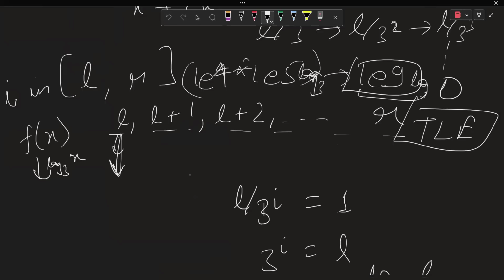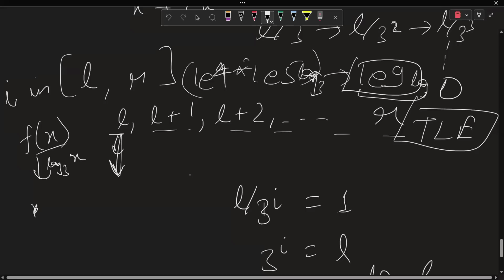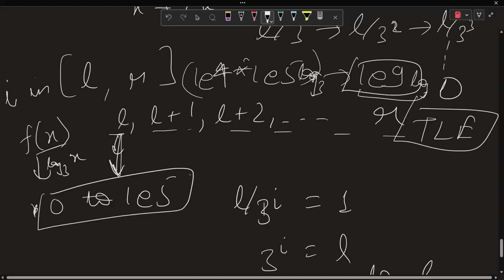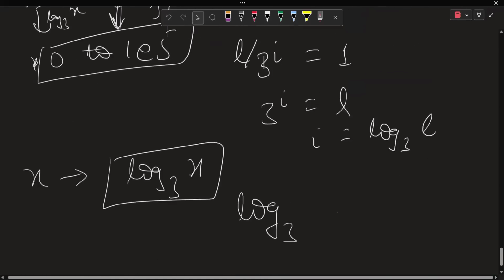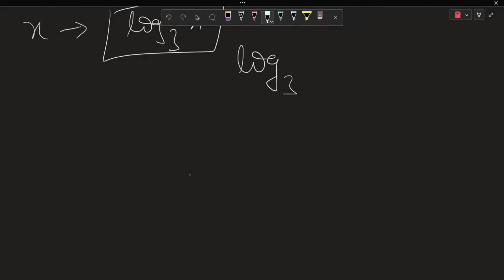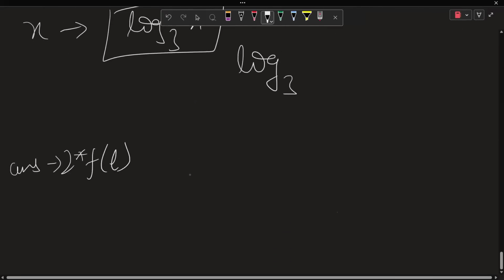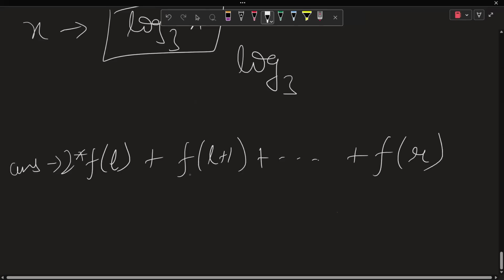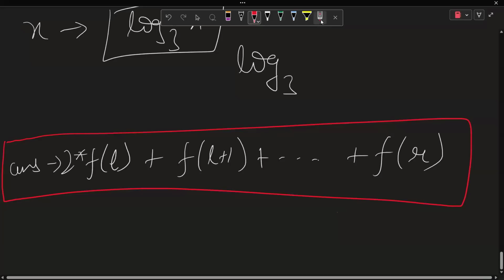So if you calculate this f of x for every x from 0 to 1e5, for all the range, what do you need to calculate? You need to calculate the sum of f. Your final answer was what? As you saw, your final answer was actually 2 times f of L plus f of L plus 1, and this would be summed up till f of R. This was your final answer. So you just need to calculate. If you have calculated the value of this function for every index from 0 to 1e5, then you just need to take the sum of this.